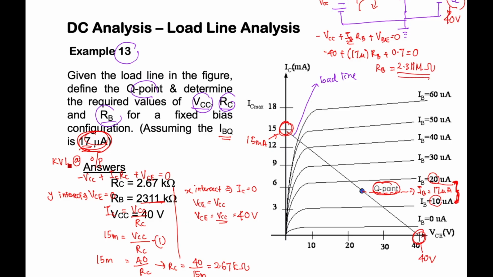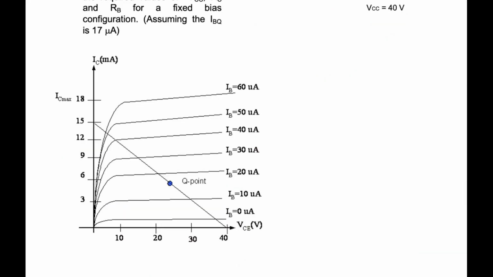So this is how we solve it if we are provided the Q point and the value of IB, and they ask us to find the value of RB, RC, and VCC. You have to do the KVL at the output loop first, then only the KVL at the input loop. So it is opposite to the mathematical analysis. In mathematical analysis, you need to start from the KVL of the input loop, and then the KVL at the output loop. So this is the other way around.